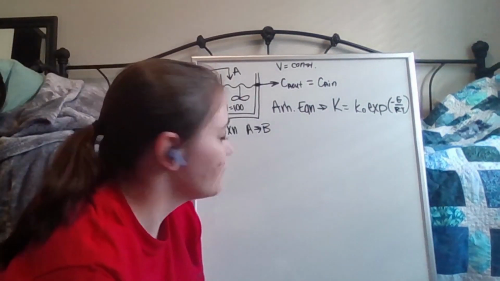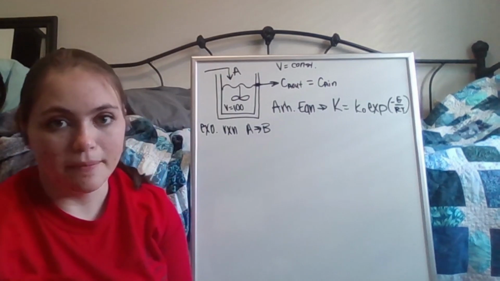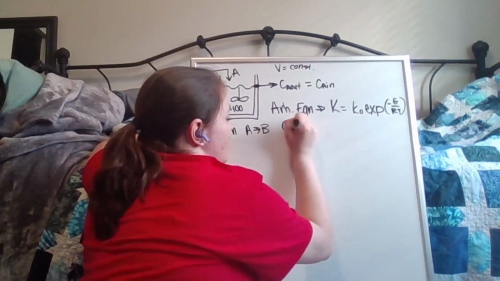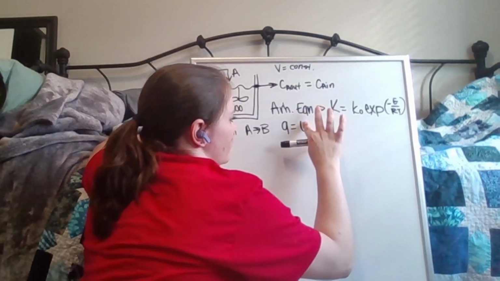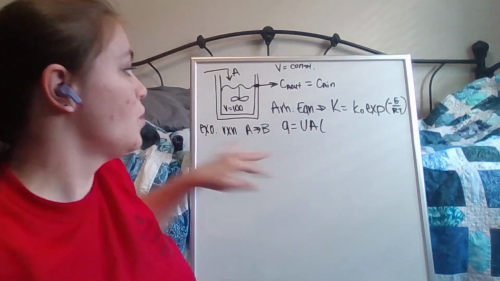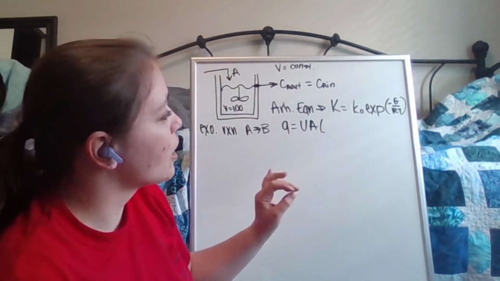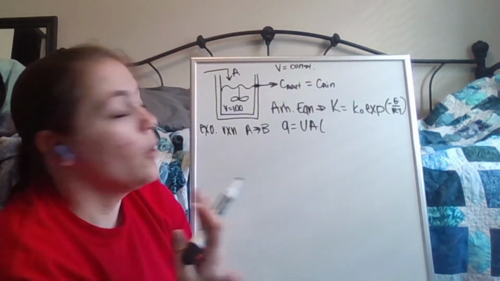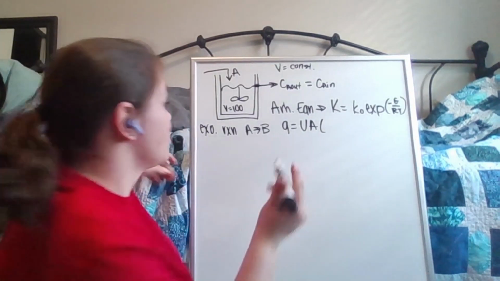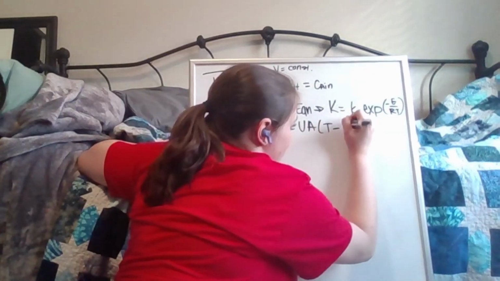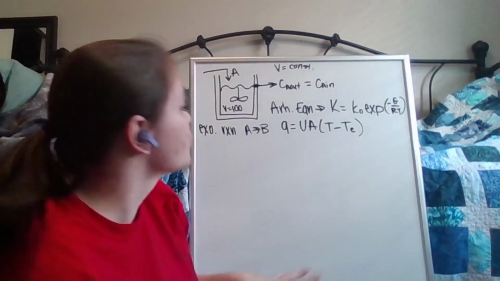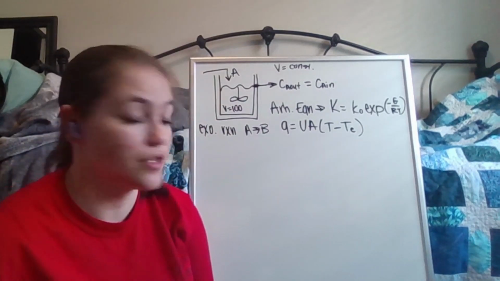And then we also have to look at our overall mass transfer coefficient. And so we're going to look at our flow is equal to U, which is our overall mass transfer coefficient, A. And then within that, we have our temperature in the moment as well as our temperature from the reaction. And so that's, we're going to say that's T minus TE.